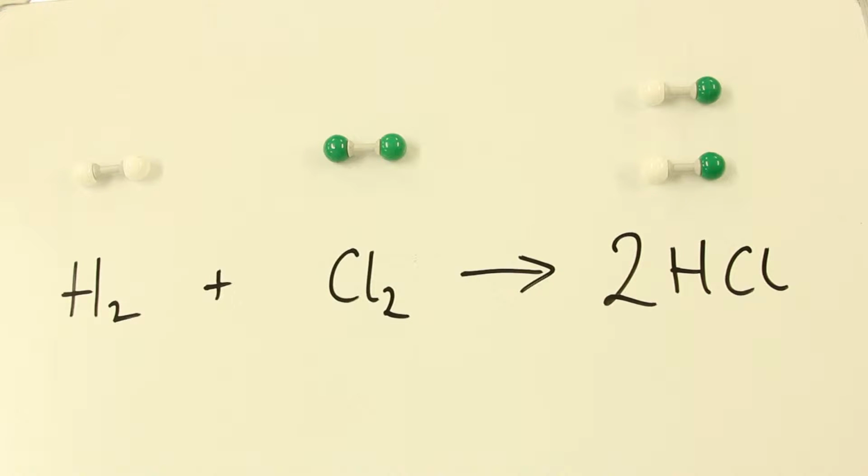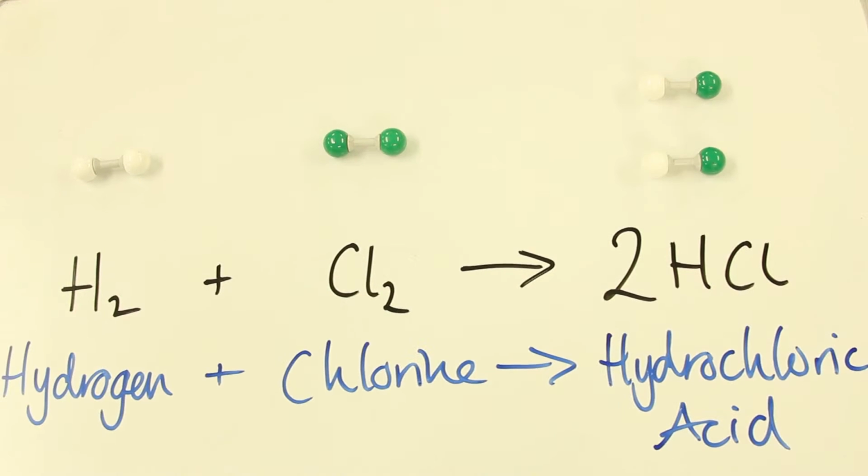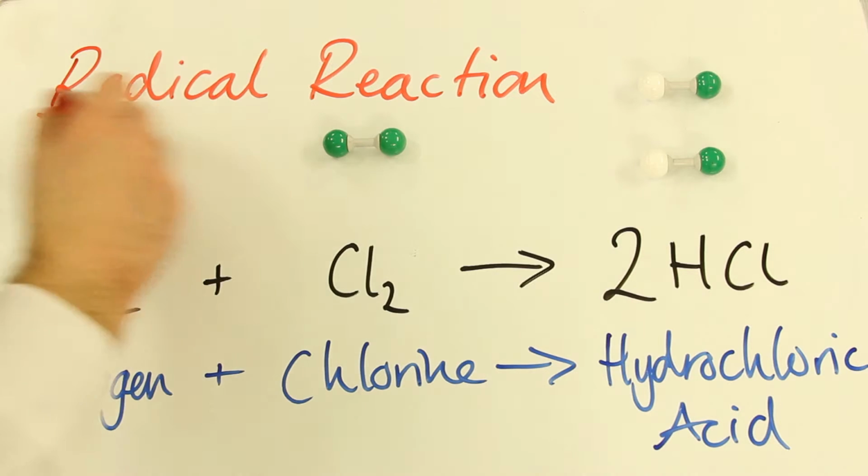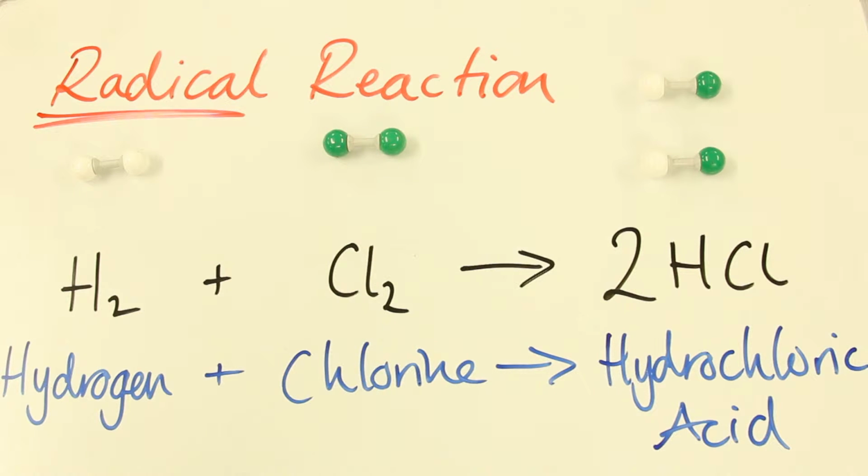This reaction between hydrogen and chlorine seems pretty simple. Hydrogen plus chlorine makes hydrochloric acid. This video is going to tell you about the mechanism of that reaction. This is a radical reaction.